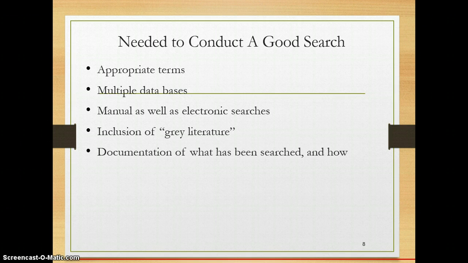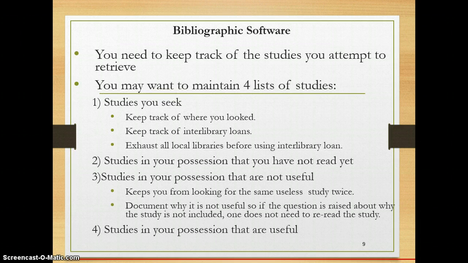It's valuable to do manual searches as well as electronic searches. It's important to include gray literature. This could include basically unpublished literature such as dissertations, conference papers, completely unpublished papers. You might be able to think of other sources as well. And then also, again, it's important to document what has been searched and how it's been searched. This is also useful for your own purposes, so that you're not repeating steps at any point in your search process.